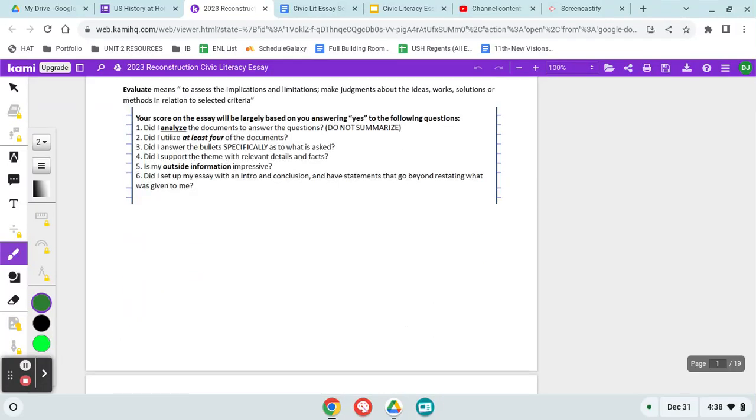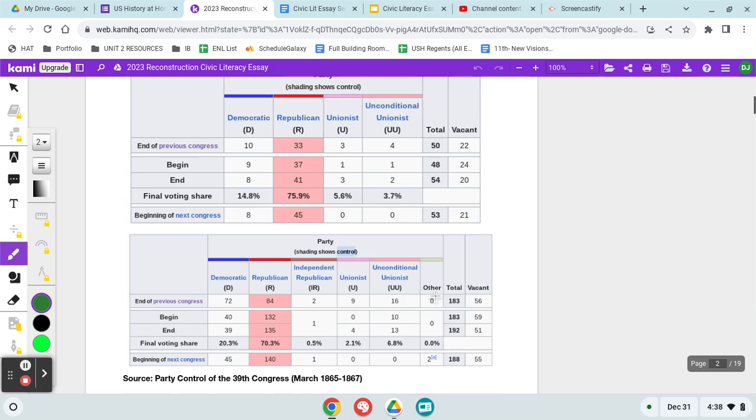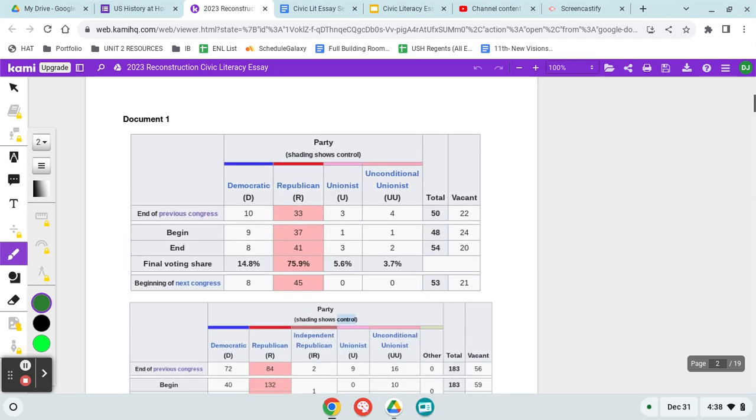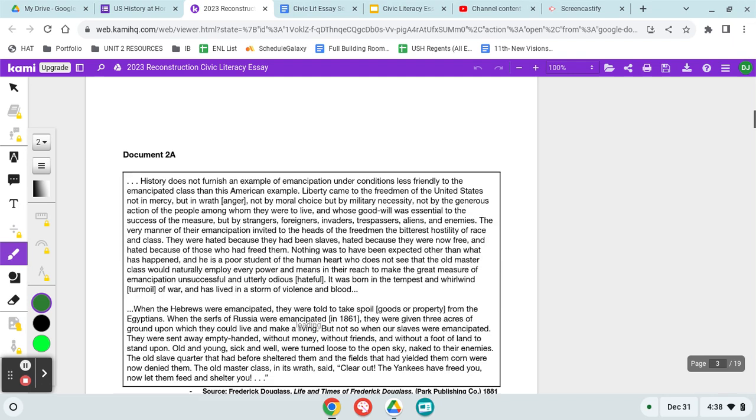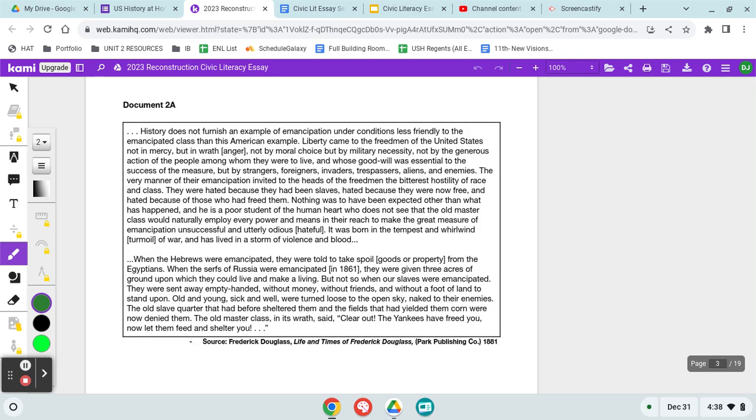I'm going to use Cami for this, but you have to do it on paper. So this way I can get as close to paper as possible. We're going to look at some of the documents that will be on the essay and really try to look at strategies for the questions, ways to brainstorm outside information. We'll look at the rubric.